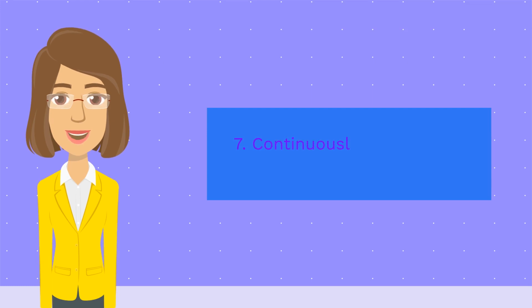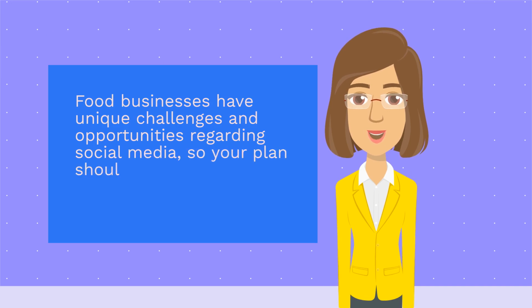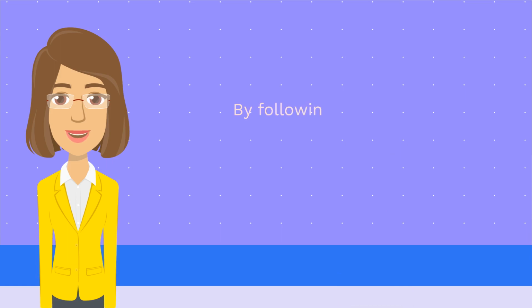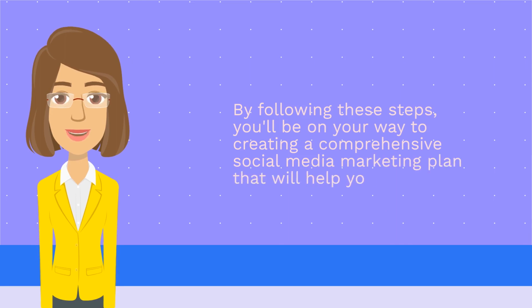7. Continuously evolve your social media marketing plan. Food businesses have unique challenges and opportunities regarding social media, so your plan should be tailored specifically for your business. By following these steps, you'll be on your way to creating a comprehensive social media marketing plan that will help you reach and engage your target market.